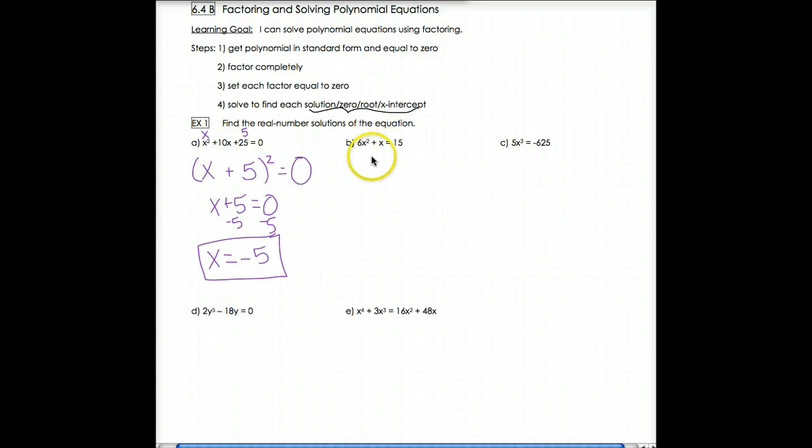All right, go ahead and you try B on your own. Try to go through each of those 4 steps. And then unpause, and hopefully you'll find out that you did it correctly.